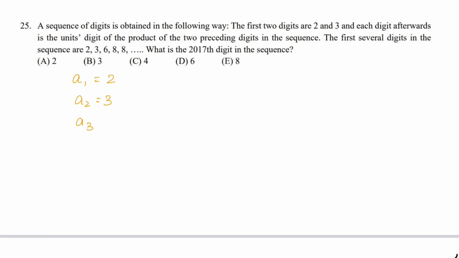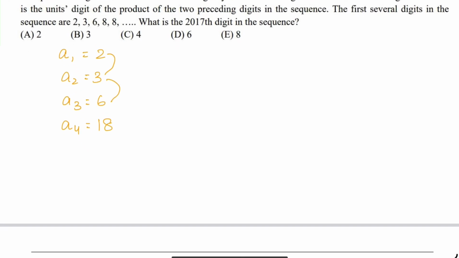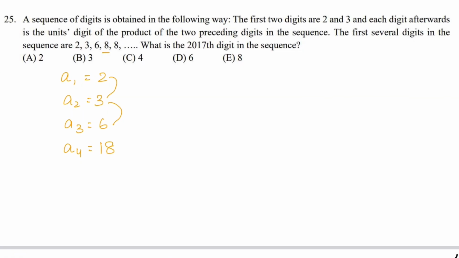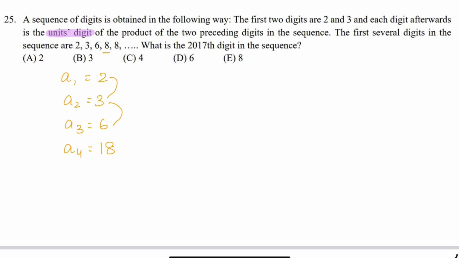So the first thing I'm going to do is follow my instruction. I'm writing down the pattern. My first term A1 is 2, my second term A2 is 3, my third term is 6 because 2 times 3 is 6. My fourth term is 6 times 3, which is 18, but because it says the unit digit, I'm only going to take 8 as my fourth digit. Then A5 is 6 times 8, and that's 48, right? In 48, I'm only going to take my units digit, which is 8.